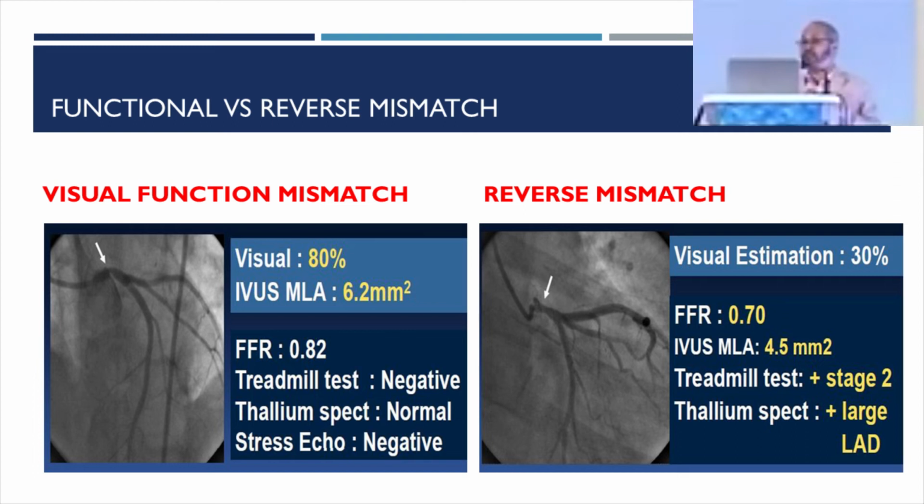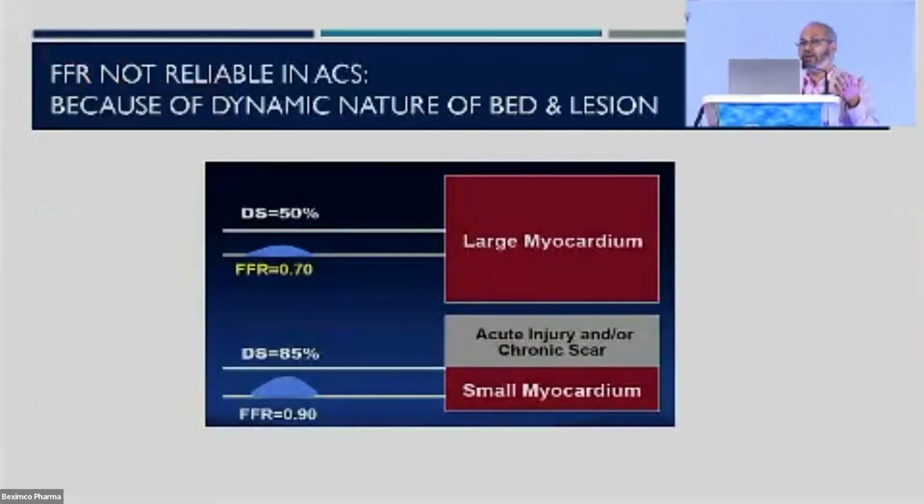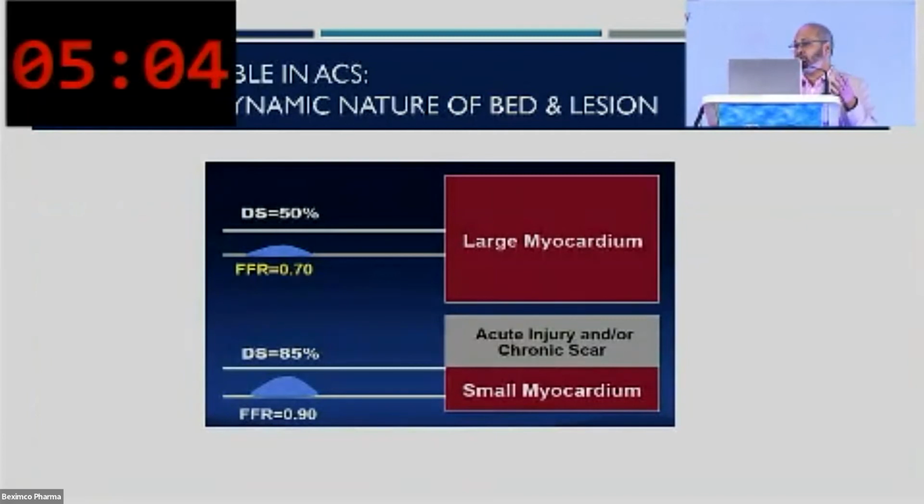If it is the right side, visual estimation is around 30% stenosis, but FFR is 0.70. It is significant disease, so we have to treat it. If you go for provisional stenting, and the side branch is fine, then you intervene accordingly. Why is this the result? If you have a larger microvasculature, you can achieve more hyperemia, so the result is true.